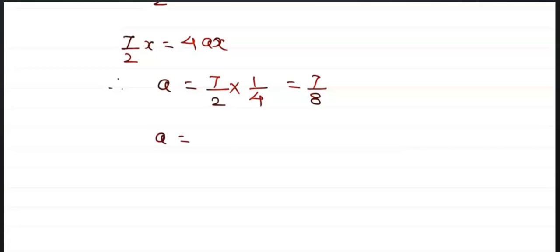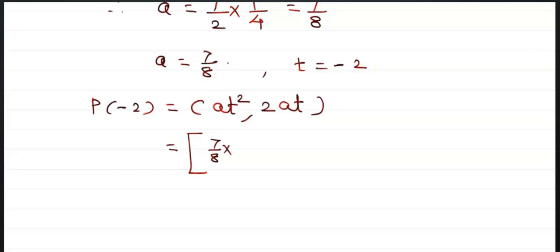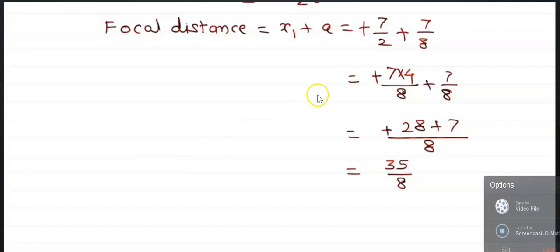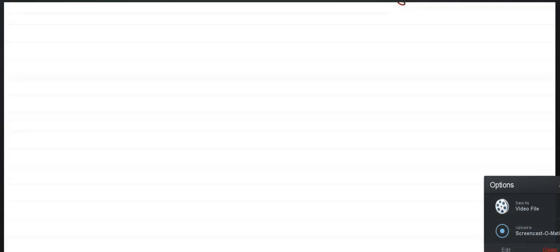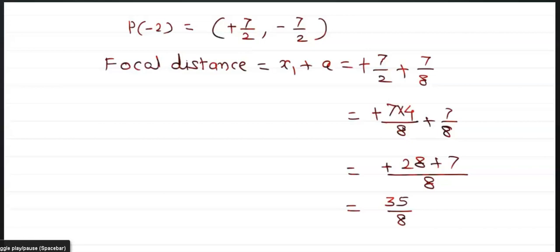The value of a is 7 by 8, t is minus 2. The coordinate of P of t, that is 7 by 8 minus 2 square, 2 into 7 by 8 into minus 2, and the focal distance is x1 plus a, 7 by 2 plus 7 upon 8. Again, the last part, that is 35 upon 8, this is the focal distance.